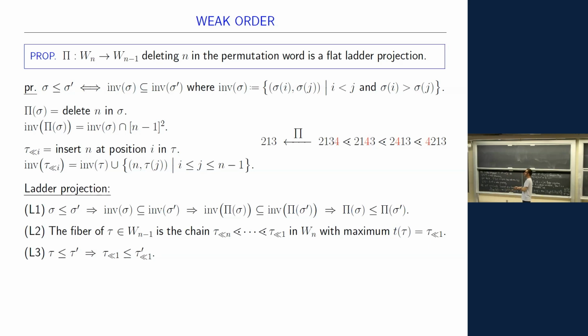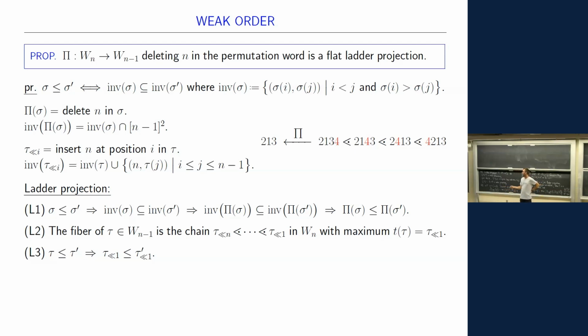Well, if sigma is smaller than sigma prime, then just by inversion set arguments, we already computed the inversion set of phi of sigma. You check that phi of sigma is smaller than phi of sigma prime. The main property is the second property. So the fiber is a chain. It starts from putting n at the very end, at position n, and then you move it forward until you reach position 1. In particular, the top is the insertion of n at position 1.